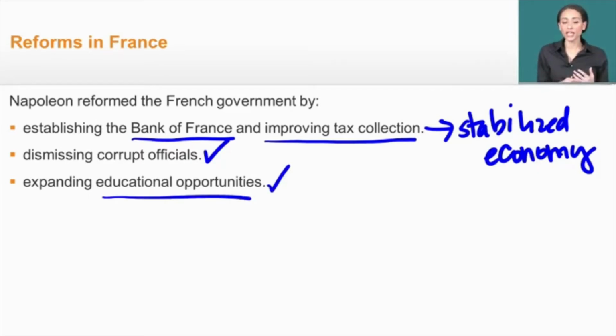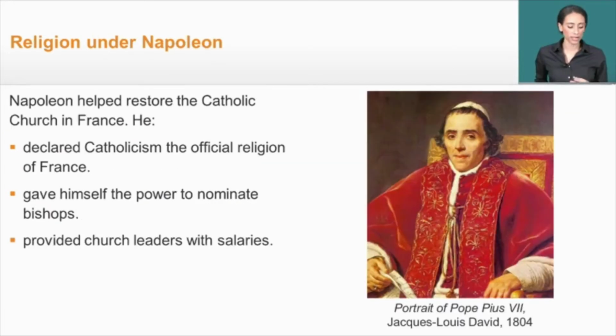Now, previously, higher education, secondary education like high school, university education was really only limited to the wealthy. These new educational opportunities are going to expand educational opportunities to middle-class people as well. Now let's take a look at what Napoleon does with religion and government. Now, he ultimately is going to help restore the Catholic Church in France. He establishes a relationship for the first time since the revolution began with the Pope.